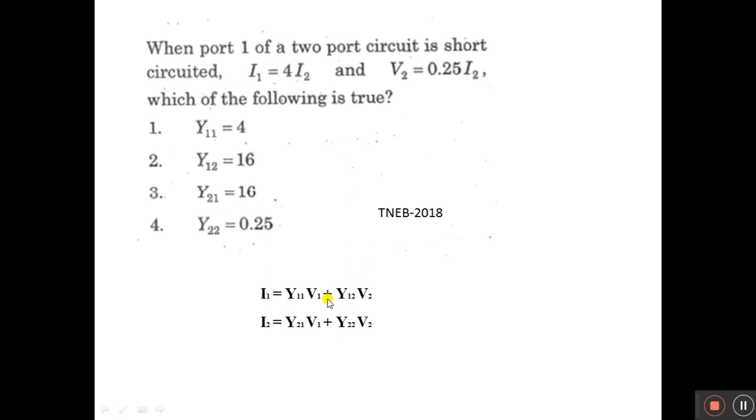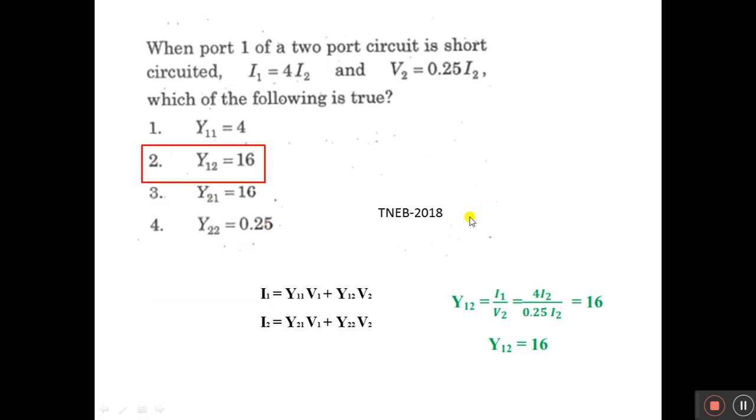To calculate Y12, make V1 equal to 0, Y12 becomes I1 by V2. I1 is given, V2 is given, so definitely the answer is B only. You can directly say Y12 equals I1 by V2, so 4 I2 divided by 0.25 I2. Both I2 are cancelled. 0.25 becomes 1 by 4. If you bring this 1 by 4 to the numerator, you will get 16. Option 2 is the correct one.